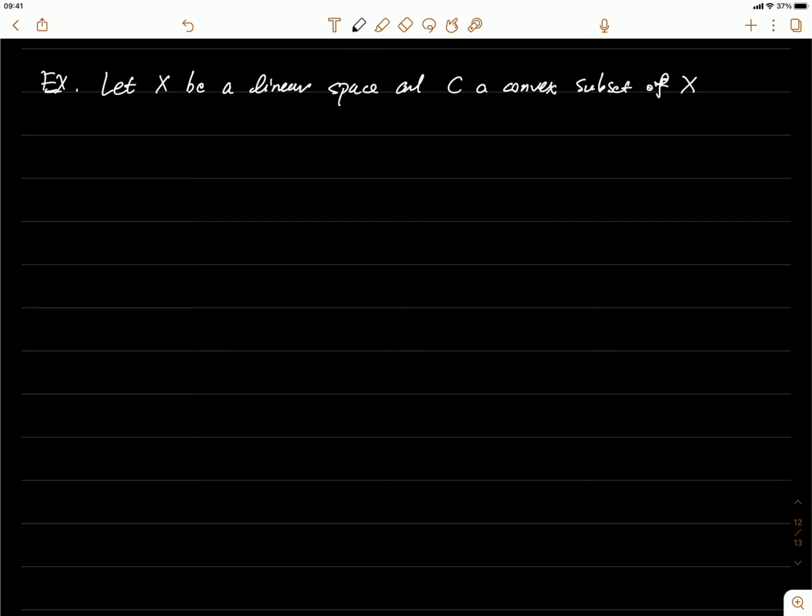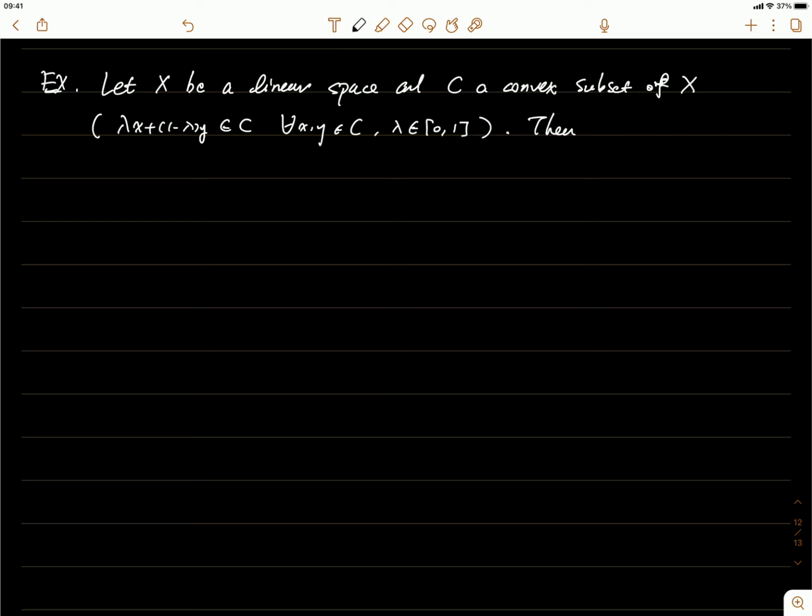Okay, remember that a set is called convex if for any x, y in C and any lambda between 0 and 1, lambda x plus 1 minus lambda y is in C. In this case, we call the set C convex.